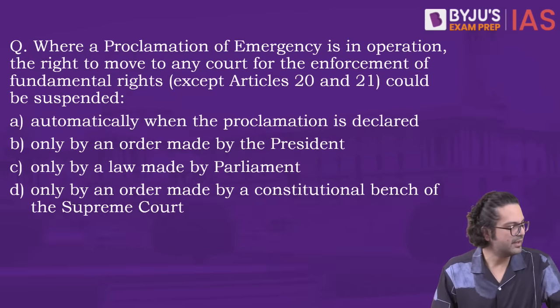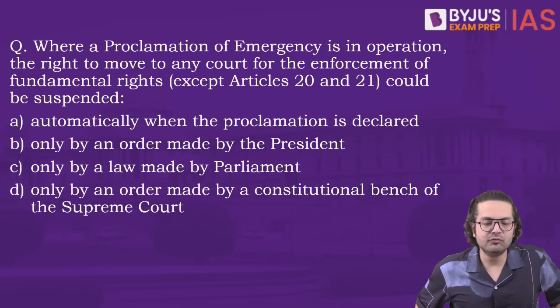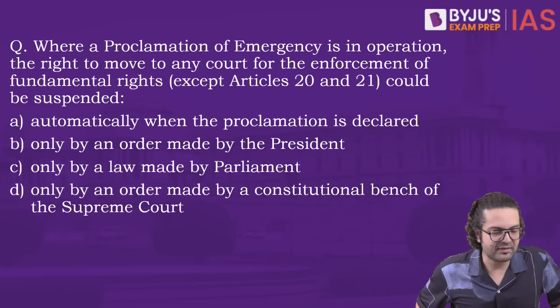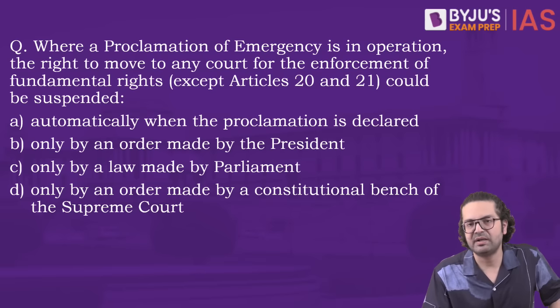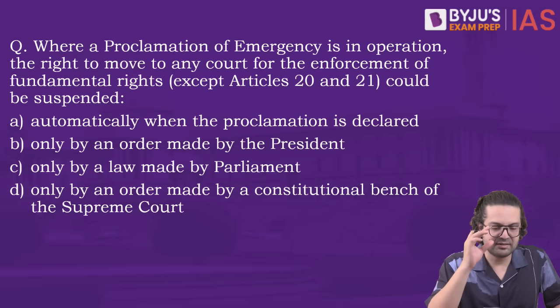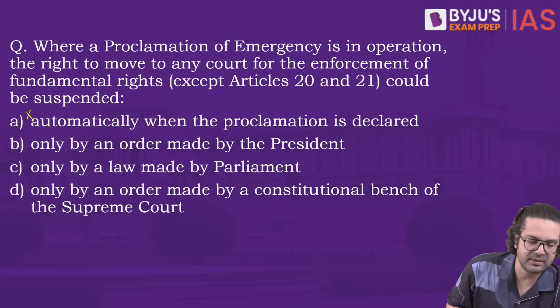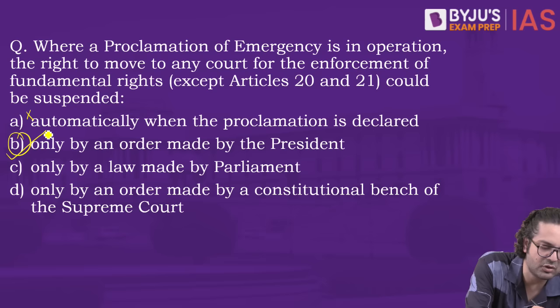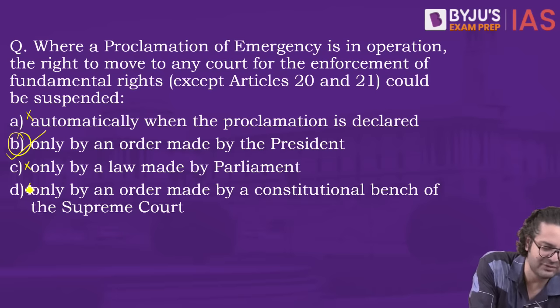Next question. Where a proclamation of emergency is in operation, the right to move to any court for the enforcement of fundamental rights, except of course 20 and 21, could be suspended. How can you suspend the enforcement of rights? This can be suspended by an order by the president. So automatically, no, this will not happen automatically. Only by an order made by the president, yes, it requires a presidential order. Only by a law made by parliament is also wrong, and only by an order made by a constitutional bench of Supreme Court, complete nonsense.